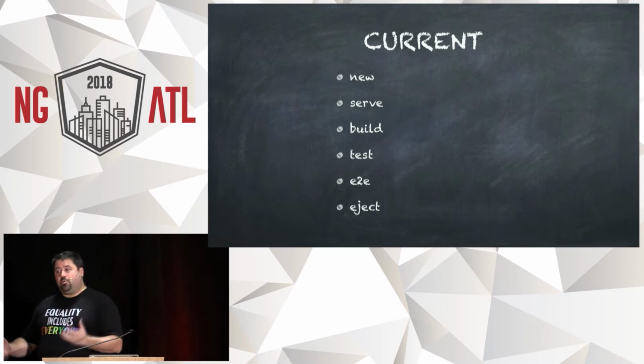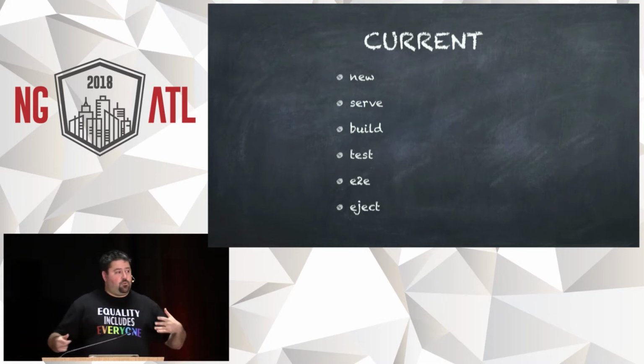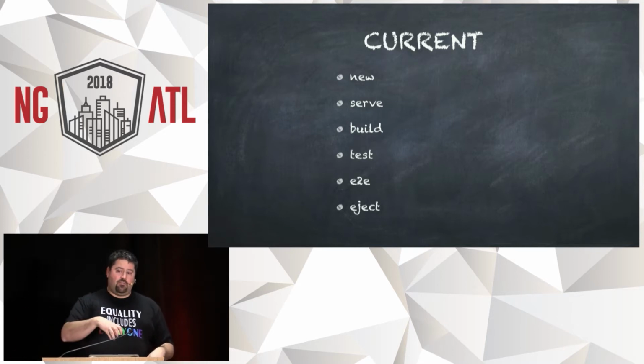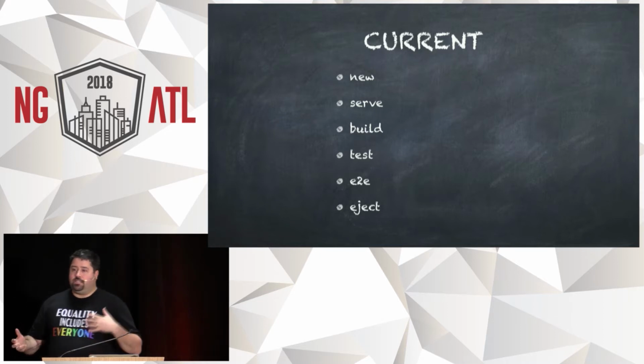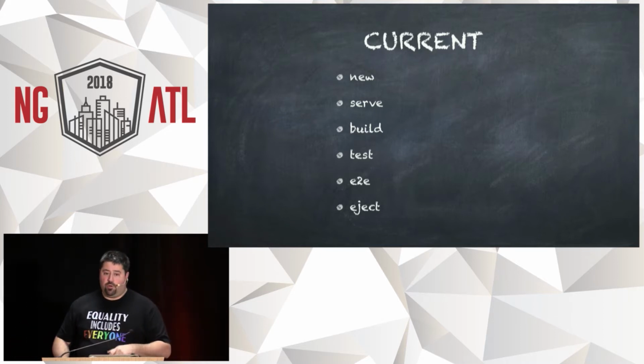Ejecting. There's a build process in the CLI. It may or may not work for you right now, in which case if you would like to customize your build process, you can eject and basically get your configuration out to be able to tweak it to your own needs if you have needs that the CLI may not be meeting for you.